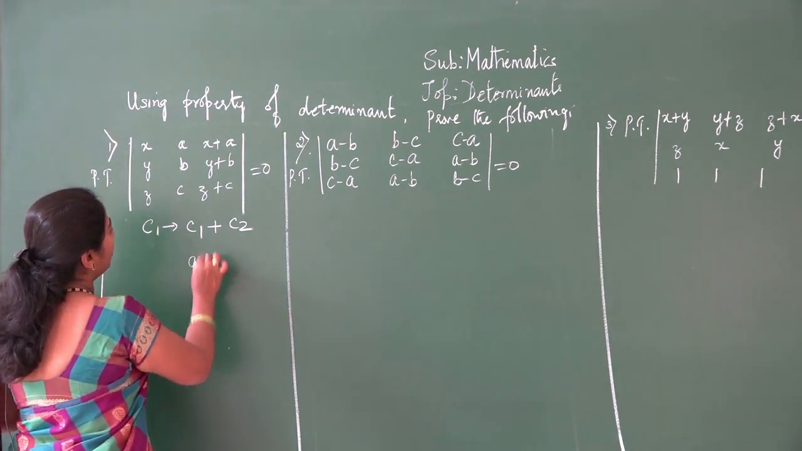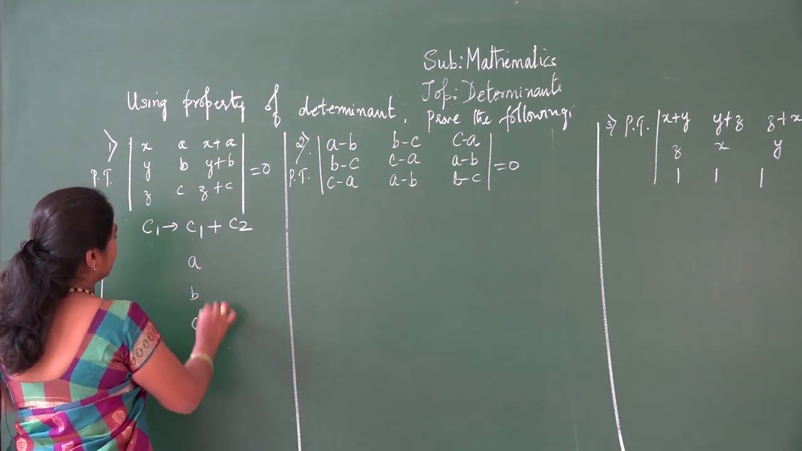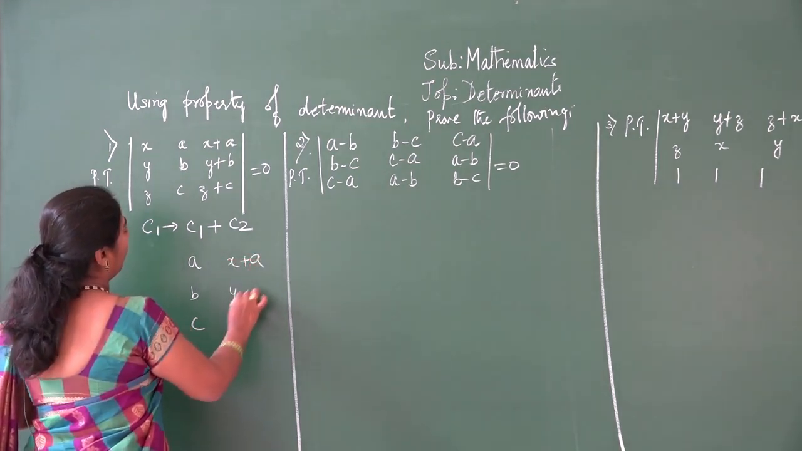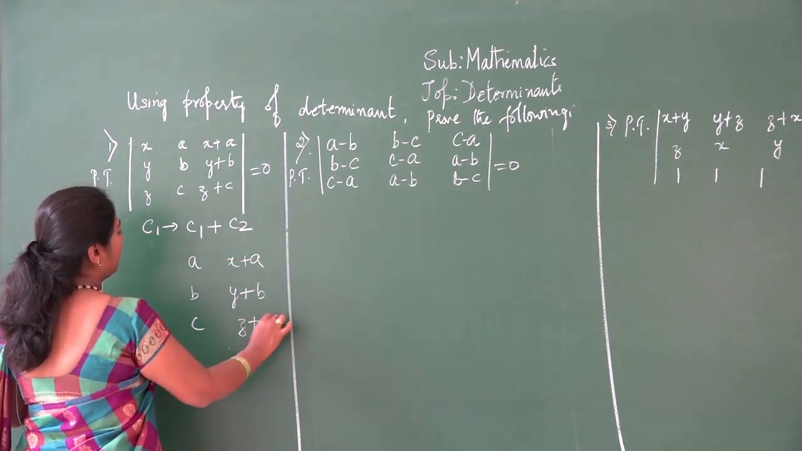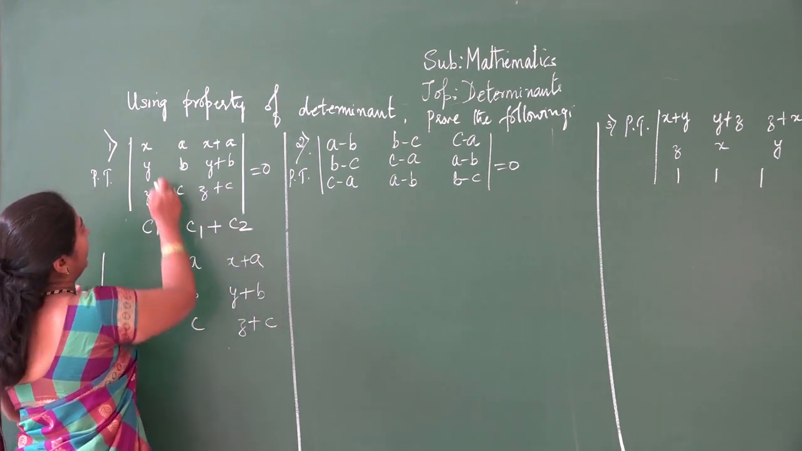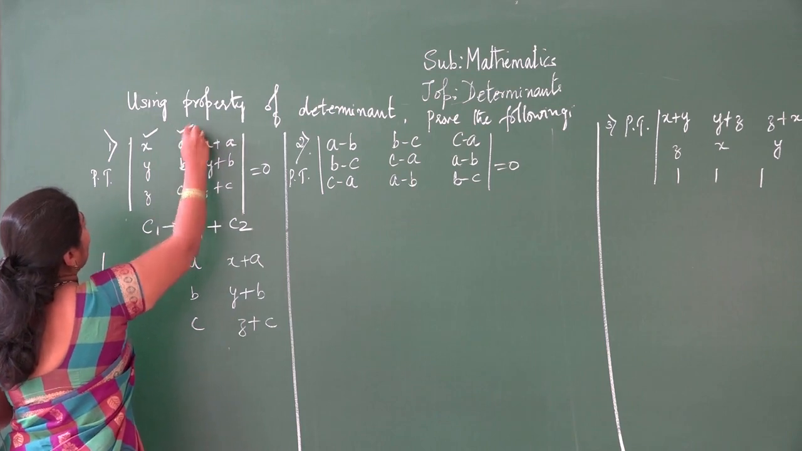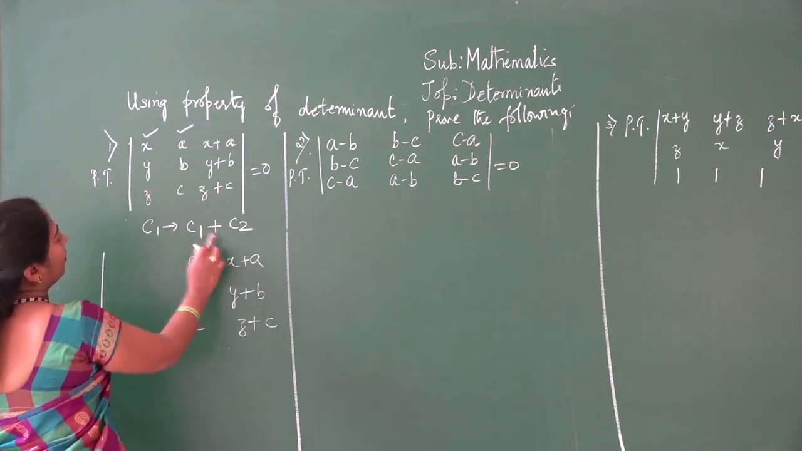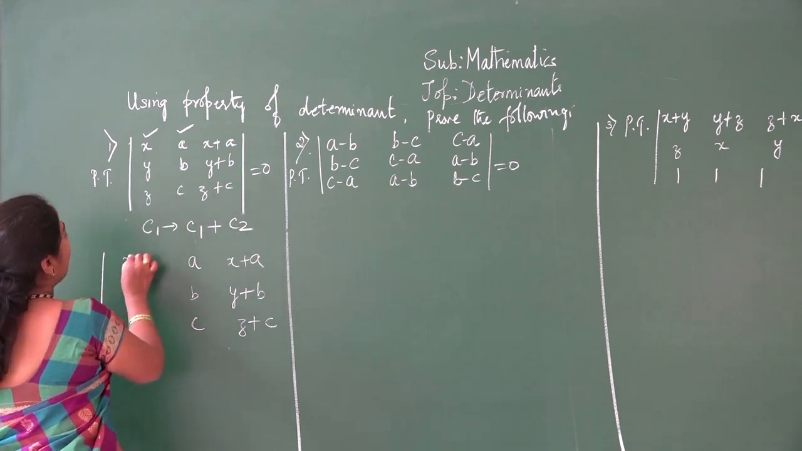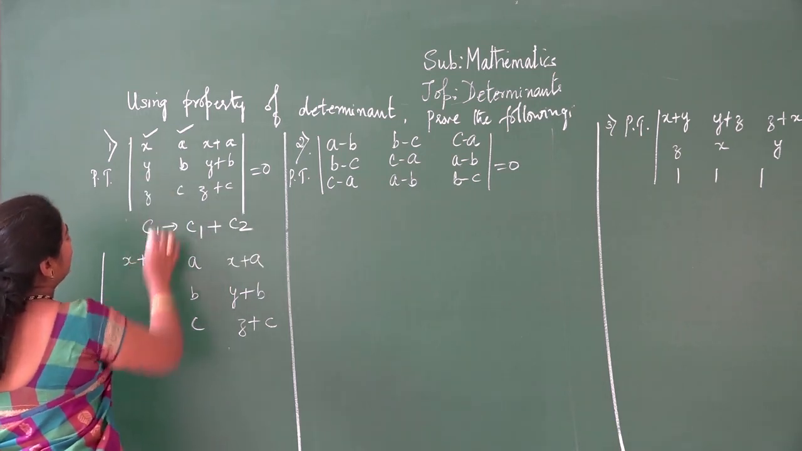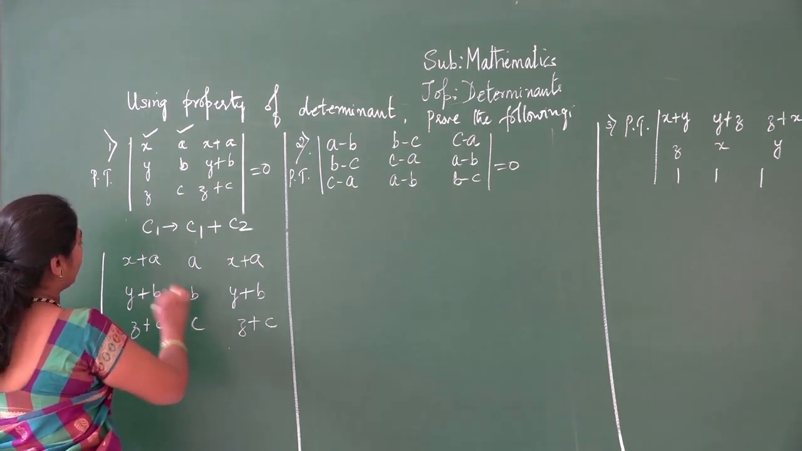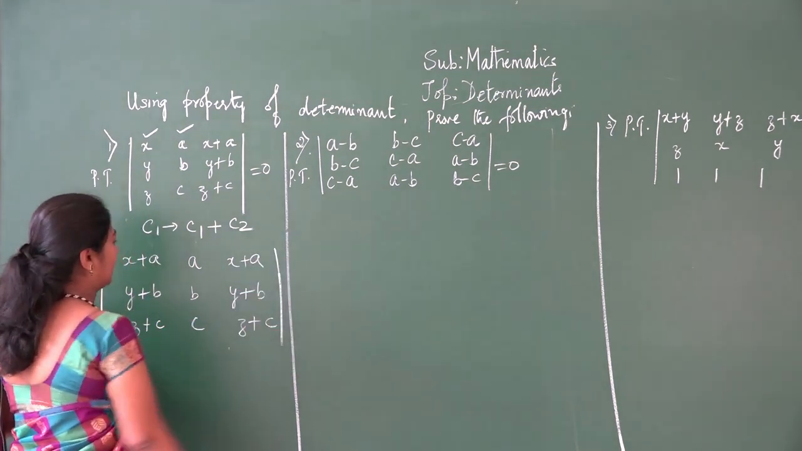This is column 2, a, b and c, which is column 3, x plus a, y plus b, z plus c. I am adding what? Column 1 plus column 2. So, x, what operation is this? Plus. So, I have to add with column 2. I can write this as x plus a. Similarly, I can write this as y plus b, and the third as z plus c.